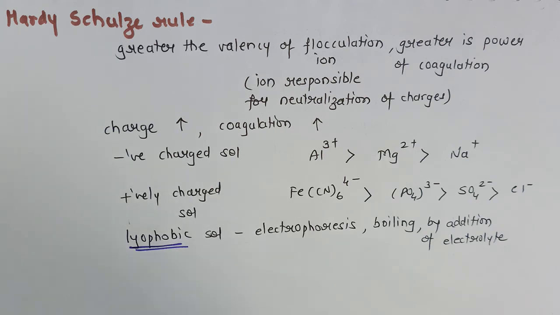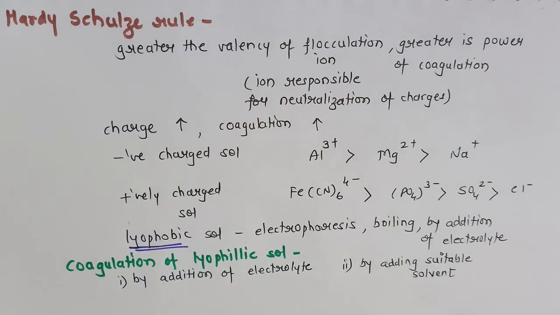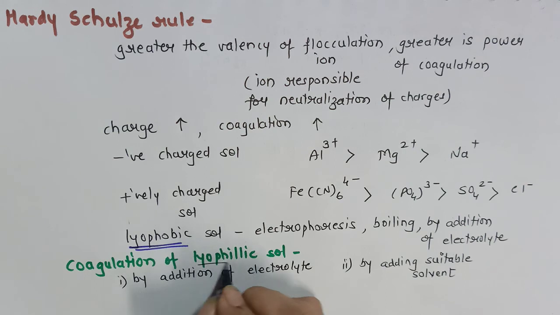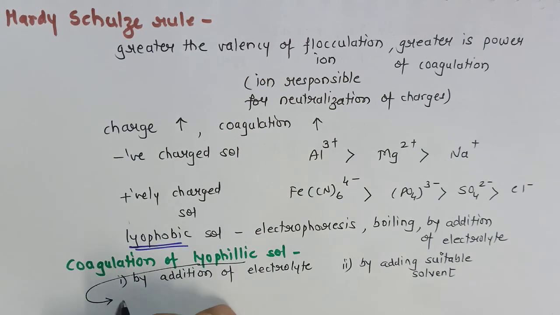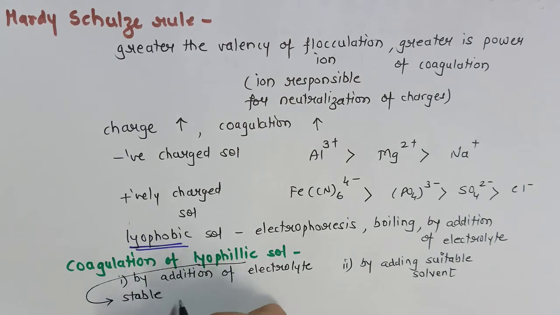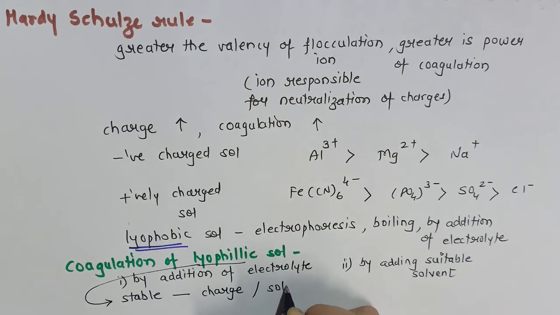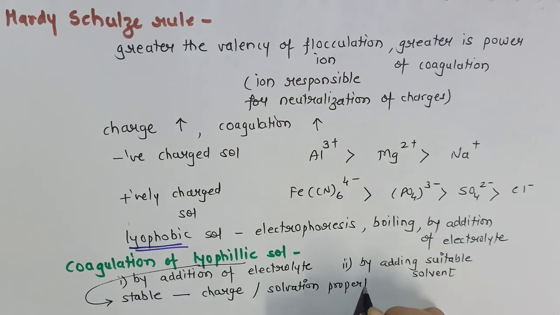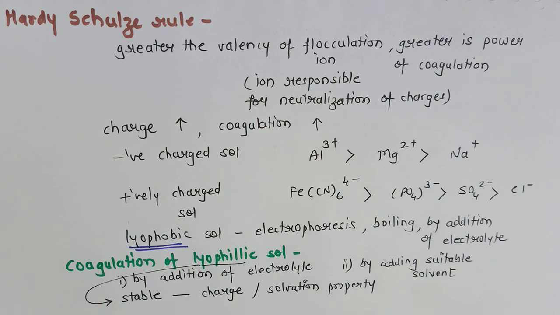How can we coagulate lyophilic sols? Lyophilic sols can be coagulated by addition of electrolyte and by adding some suitable solvent. But before that, we have to remember that lyophilic sols are quite stable. And why are they stable? Because of the charge present on them and their solvation property. Once we remove the charge and the solvation property, only then are we able to coagulate the lyophilic sol.